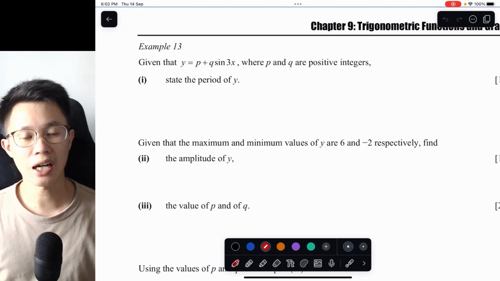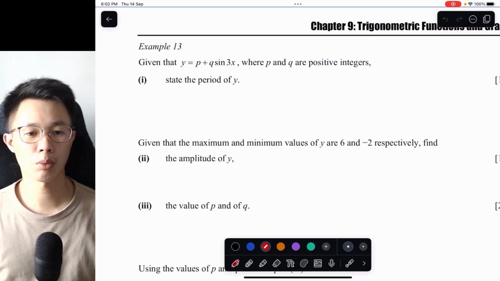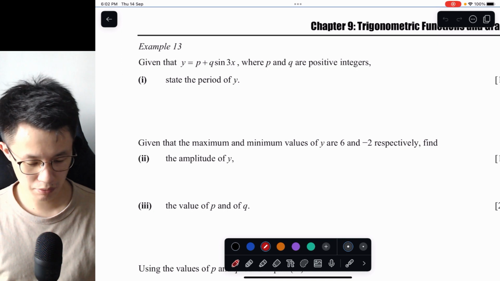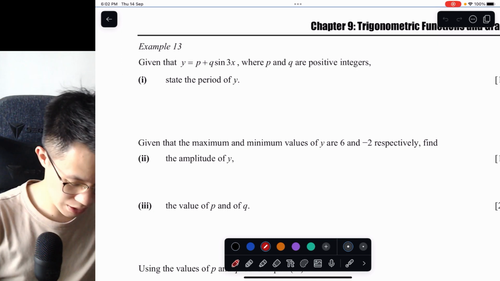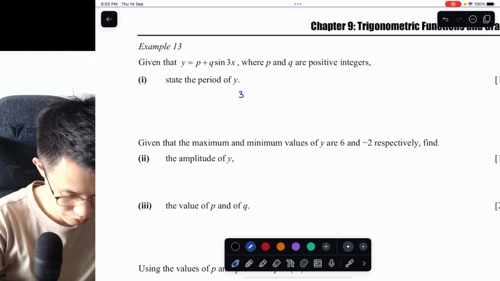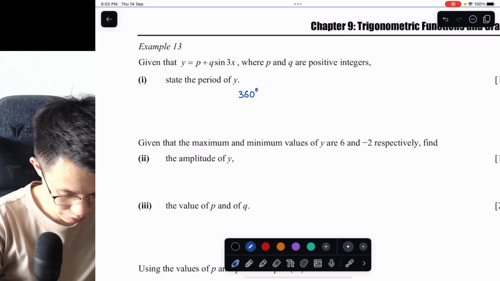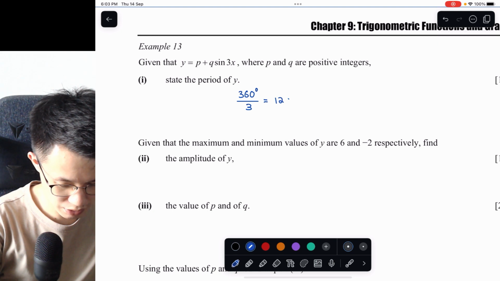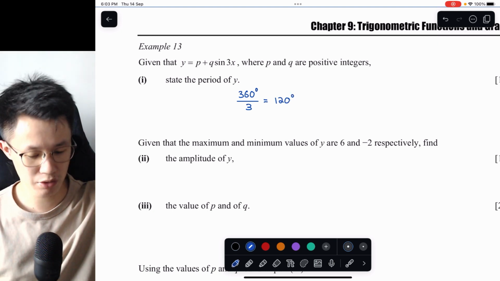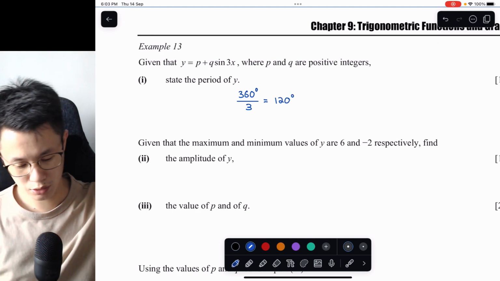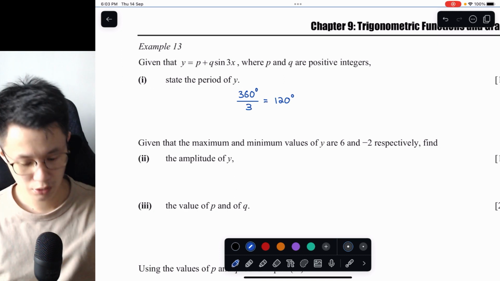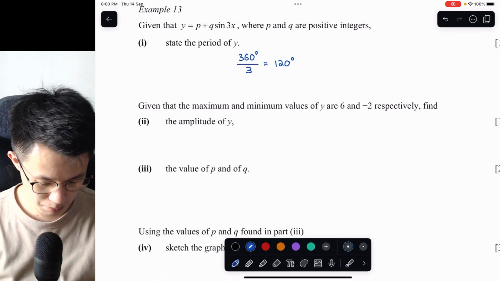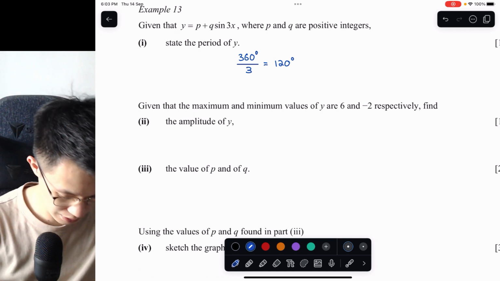Usually you understand that the period of a sine curve is just 360, right? So if you do 3x, the period would be 360 divided by 3. So it will be 360 degrees divided by 3, and this will give you 120 degrees. That means it takes 120 degrees for one cycle. From there, they have given you that the maximum and minimum values of y are 6 and -2.